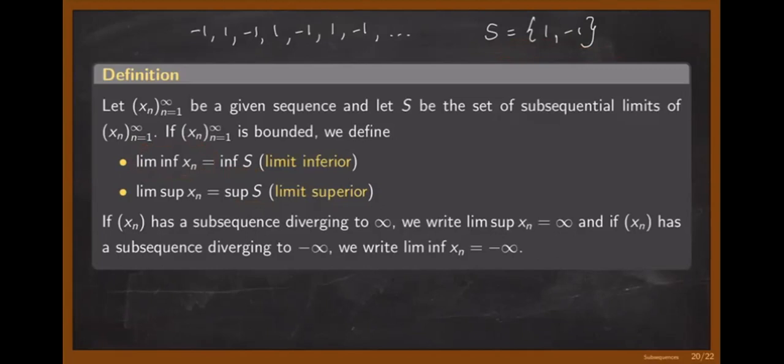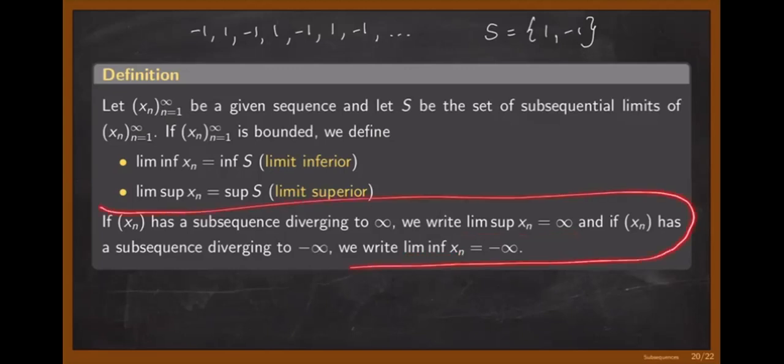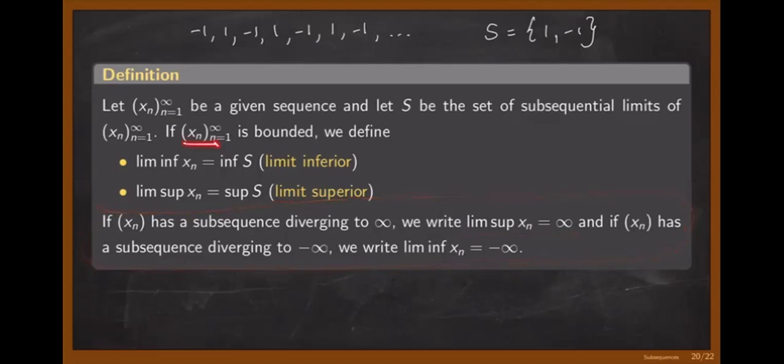Pero, kung halimbawa, si x sub n ay may subsequence na nagda-diverge to infinity, halimbawa may portion siya na nagpupunta sa infinity, we will write the lim sup of x sub n to be infinity. At kung may subsequence naman siya na nagda-diverge sa negative infinity, we will write the lim inf as minus infinity. Itong last na statement, this is to cover the case when x sub n is not bounded. Kasi kapag hindi bounded ang x sub n, sure tayo na may subsequence siya na magda-diverge or magko-converge sa positive infinity or negative infinity.